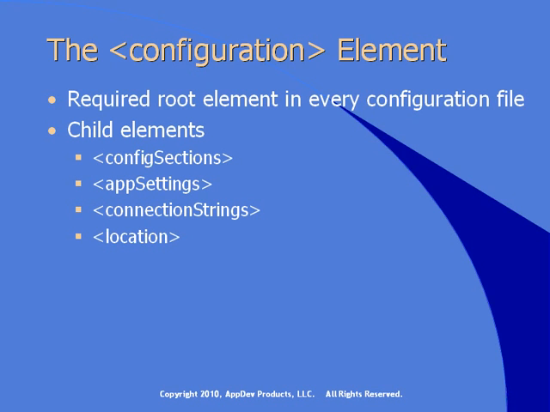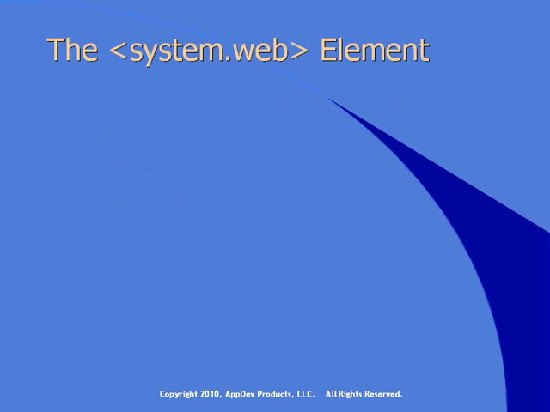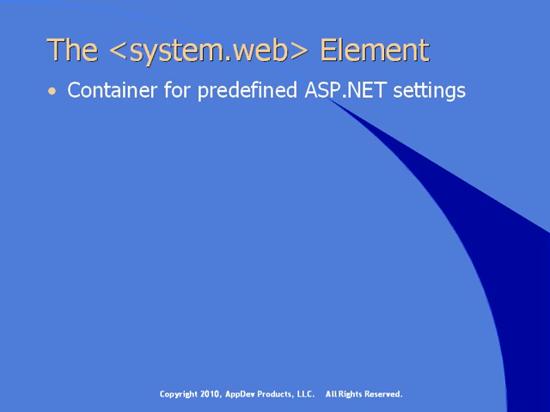And then the location element specifies the resource the child configuration settings apply to and can lock configuration settings, preventing child configuration files from overwriting them. The System.Web element acts as a container for the predefined ASP.NET settings. As you're developing an ASP.NET application, you're likely to spend a fair amount of time in this System.Web section in order to configure the settings for your application. It contains various elements that configure web applications and control various behaviors.